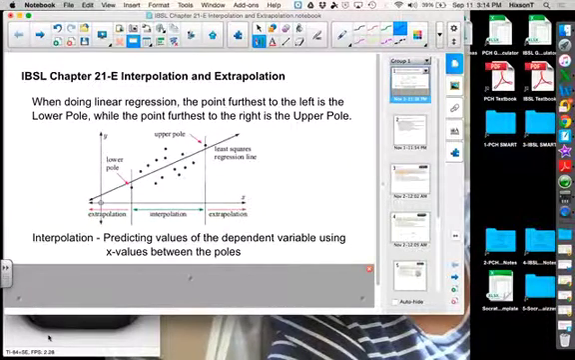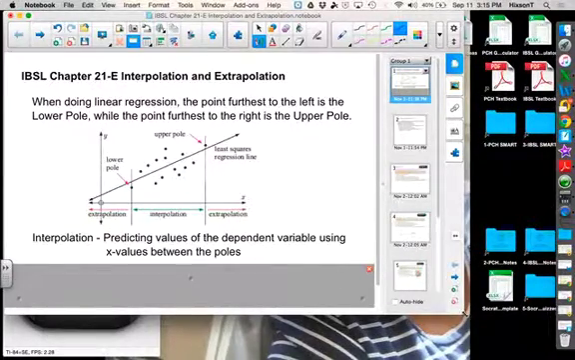So that's interpolation. Okay? Inter means between or within. Okay? So we're using x values that are within our data, within the poles, to determine something about our dependent variable, or to try to, really it's to try to predict a value for our dependent variable. Okay?